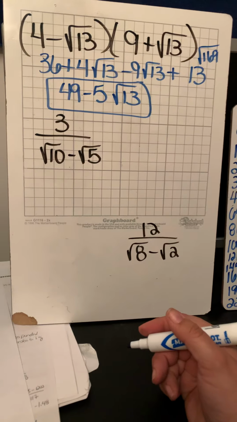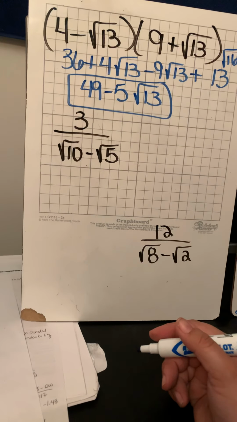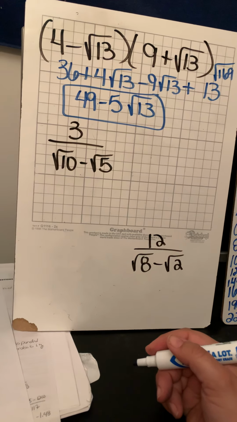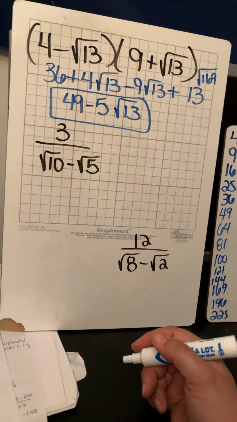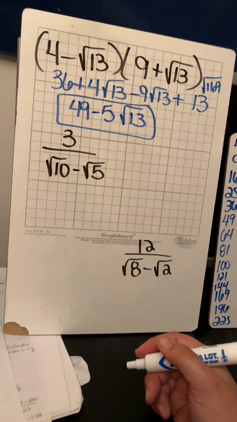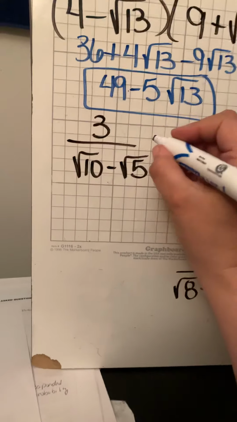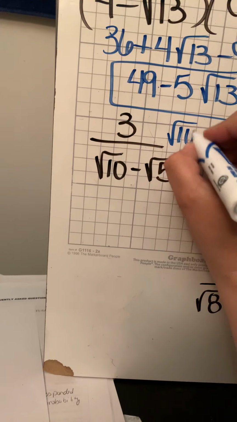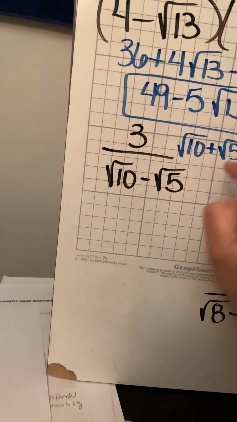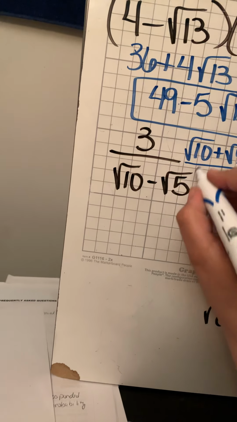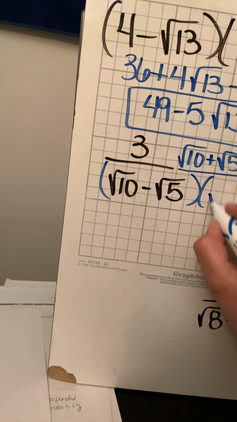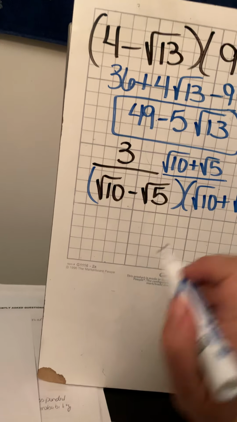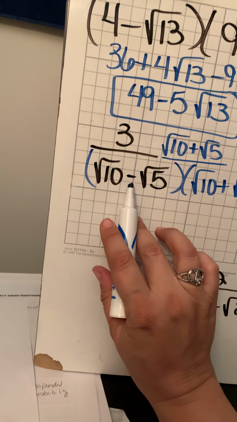Now we'll get into some of the more difficult ones, and these are the dividing ones. When you are dividing your radicals, you multiply by what I call the complex conjugate, or the conjugate. The conjugate of this problem right here would be root 10 plus root 5. I changed that sign in the middle. I'm going to put parentheses around this denominator, root 10 plus root 5. All I did is change the sign in the middle.